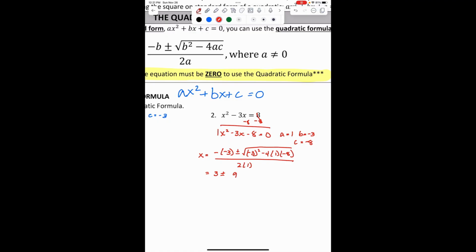Be careful. Anytime you square a number, you're getting a positive number. Minus, we can multiply. 4 times 1 is 4. 4 times negative 8 is negative 32. All over 2. 3 plus or minus 9 minus negative 32. That'd be 9 plus 32, so that'd be 41 over 2. If we look, we can't take the square root of 41. There's no factors that are perfect squares. We can't divide anything out. So, boom, there's our answer right there. Okay?